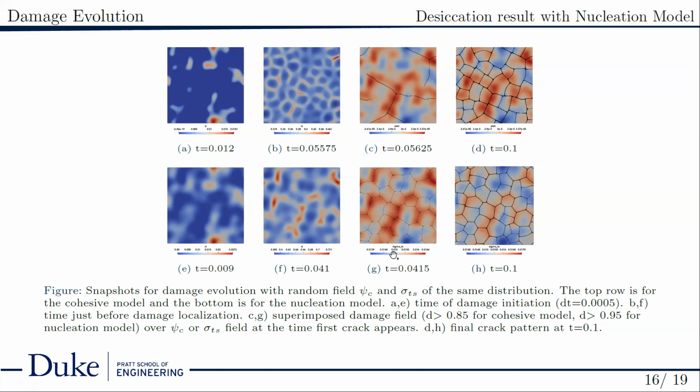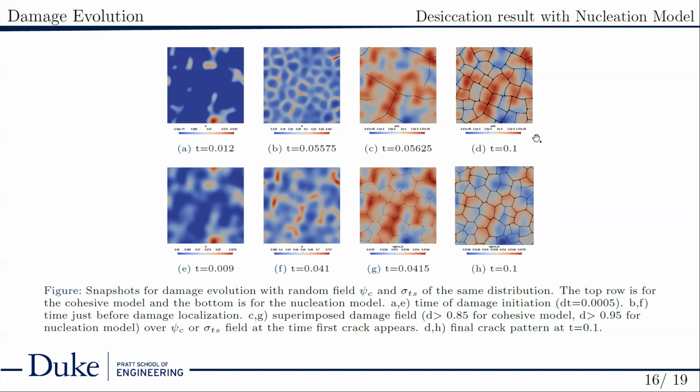Nucleation model localized earlier than the cohesive model, and it localized rapidly. Keep increasing the loading after the first localization only added a few more cracks on the nucleation result. Fragments of nucleation results are mostly polygons with 5 or more sides, while cohesive results are mostly rectangular and polygons with more sides but still close to the shape of a rectangle.